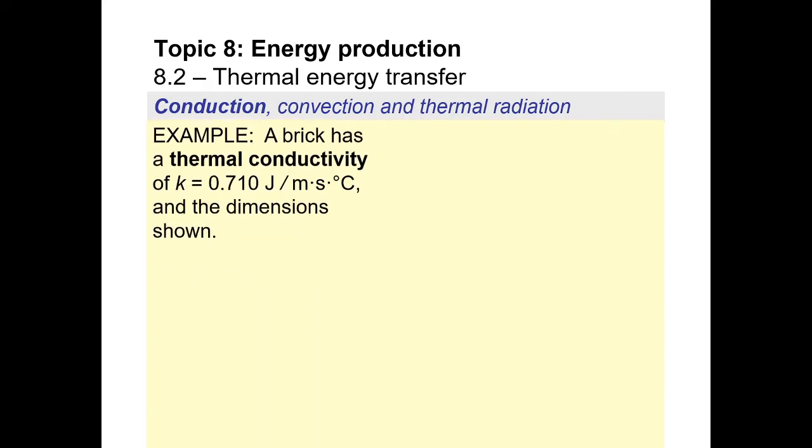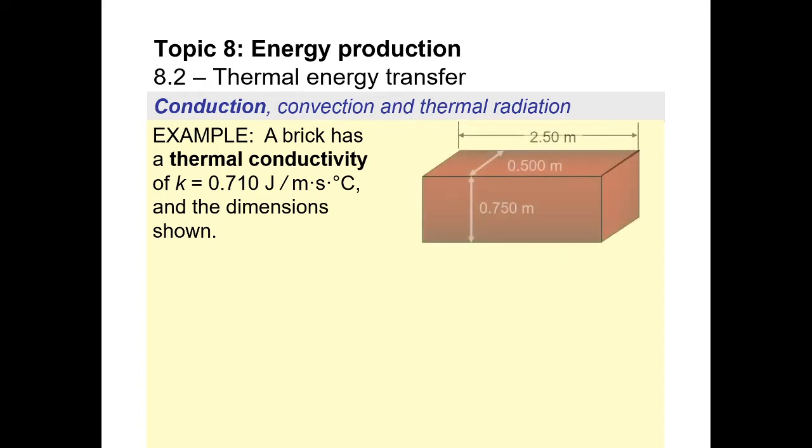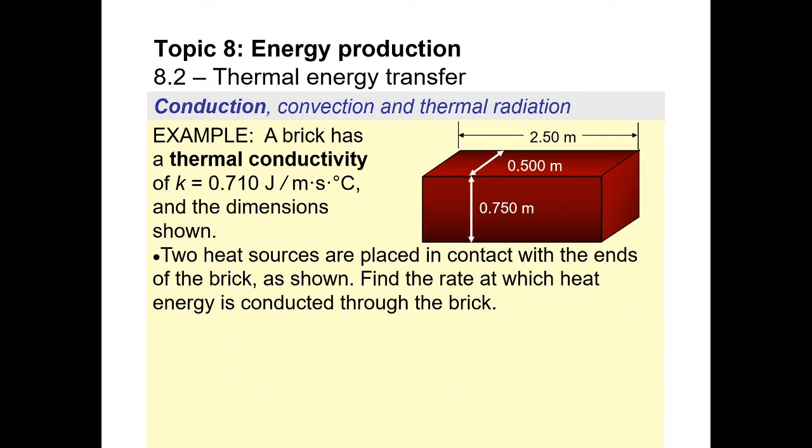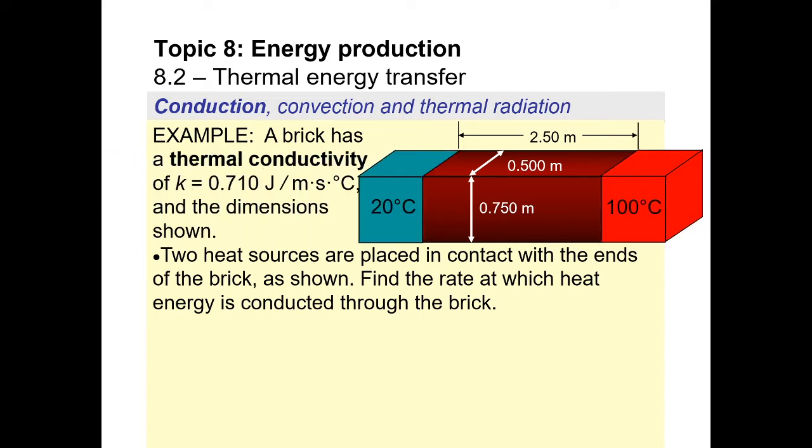Okay, example. A brick has a thermal conductivity of K equals 0.710 joules per meter per second per degree Celsius, and the dimensions are shown. Two heat sources are placed in contact with the ends of the brick as shown. Find the rate at which the heat energy is conducted through the brick. We already saw how to do this in the previous slide. Hopefully you have the slides in front of you already. If not, just take a quick picture of the slide you're on so you see the problem in front of you. Okay, we're going to switch screens here so we do the solution.